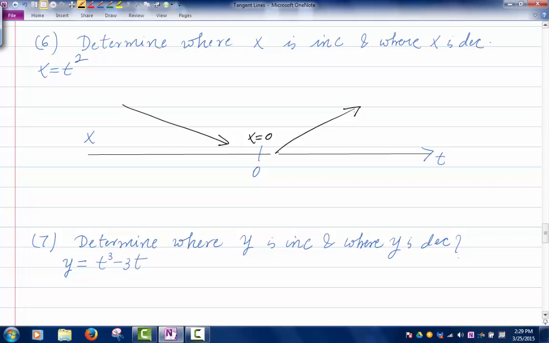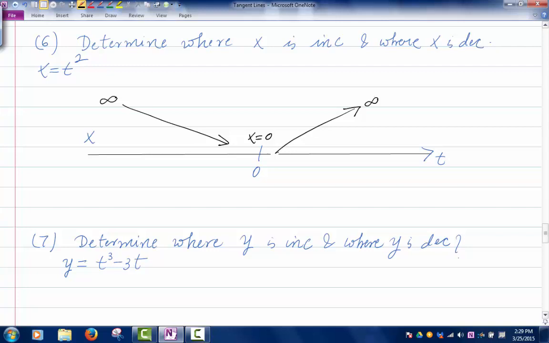Two questions that we need to answer are, where is x decreasing from? So when t is at negative infinity, where is x? X is at infinity. When t is at infinity, where is x at? Infinity as well, because it's t squared, right? When t is big and negative, t squared is big and positive. When t is big and positive, t squared is big and positive. So that's it for x.